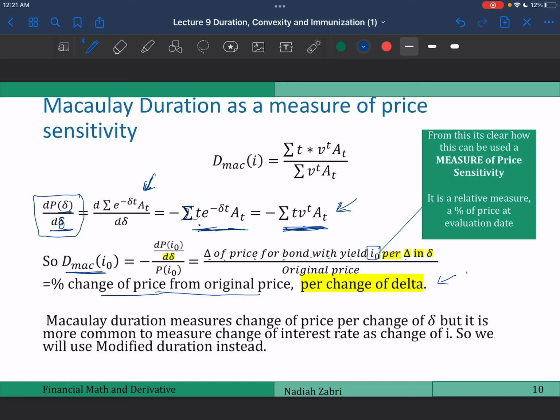So it is a percentage change of price, but when we look at our duration, it doesn't look like a percentage. It is a number like 4, like just now we got 4.62. It doesn't look like a percentage, right? It won't be a percentage on its own. It is a measurement per change of delta. So this multiplier, if we multiply it with the change of delta, only then we will get a percentage of price. So that's why we call it a price sensitivity measure. The higher the multiplier, the higher the price sensitivity.